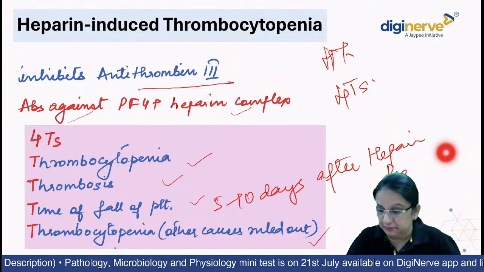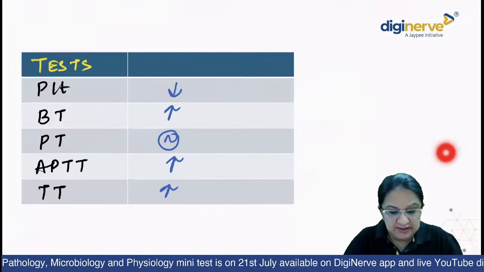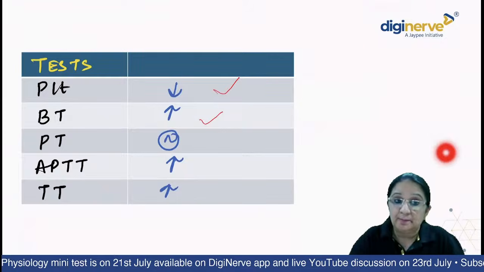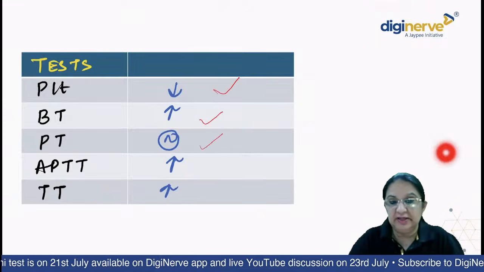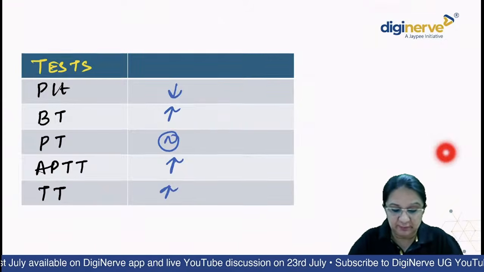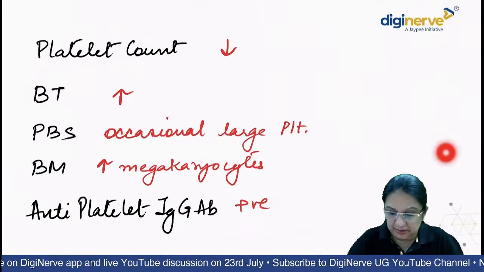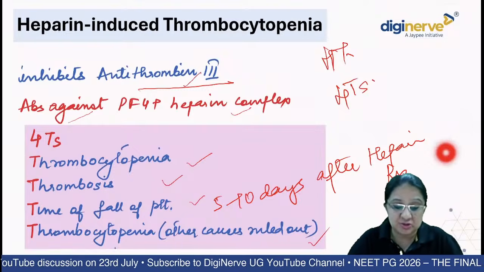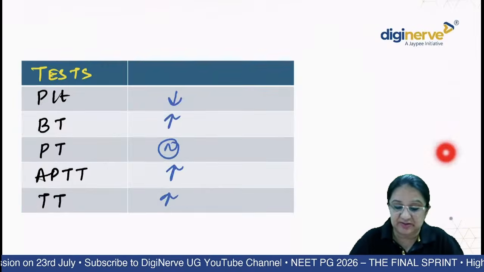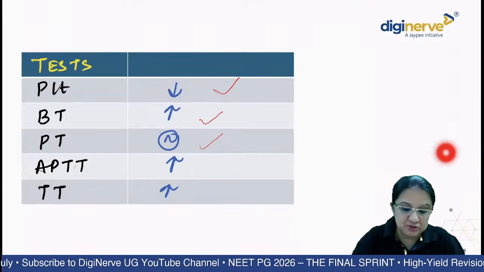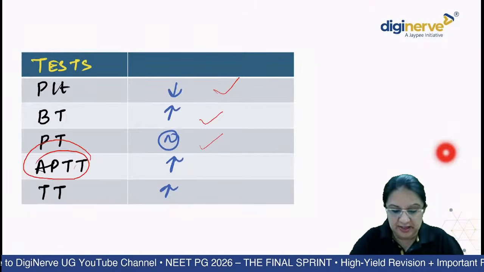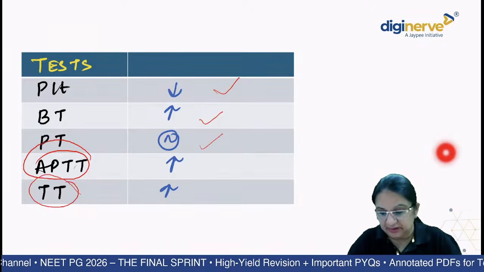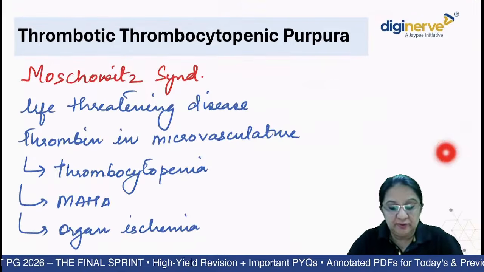Other causes are ruled out. Okay. So the test, again, your platelets would be reduced, bleeding time would be normal. PT would be normal. Why? Because it's acting on antithrombin, that is not a part of your extrinsic pathway. It's a part of your intrinsic pathway. So your APTT would be prolonged. And thrombin time would also be prolonged. It is acting on the thrombin, right?